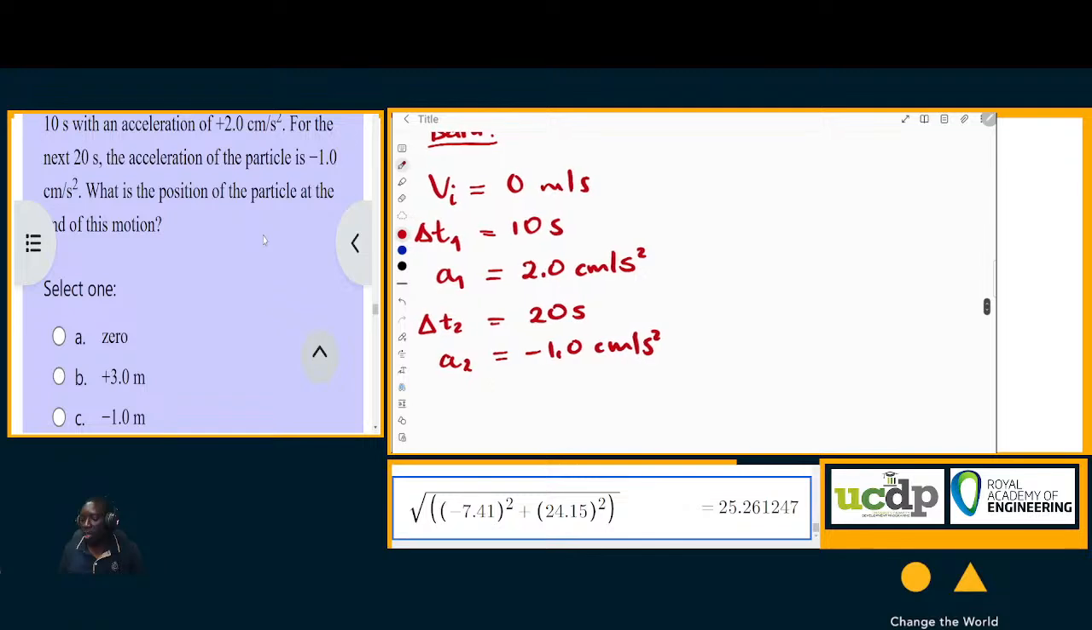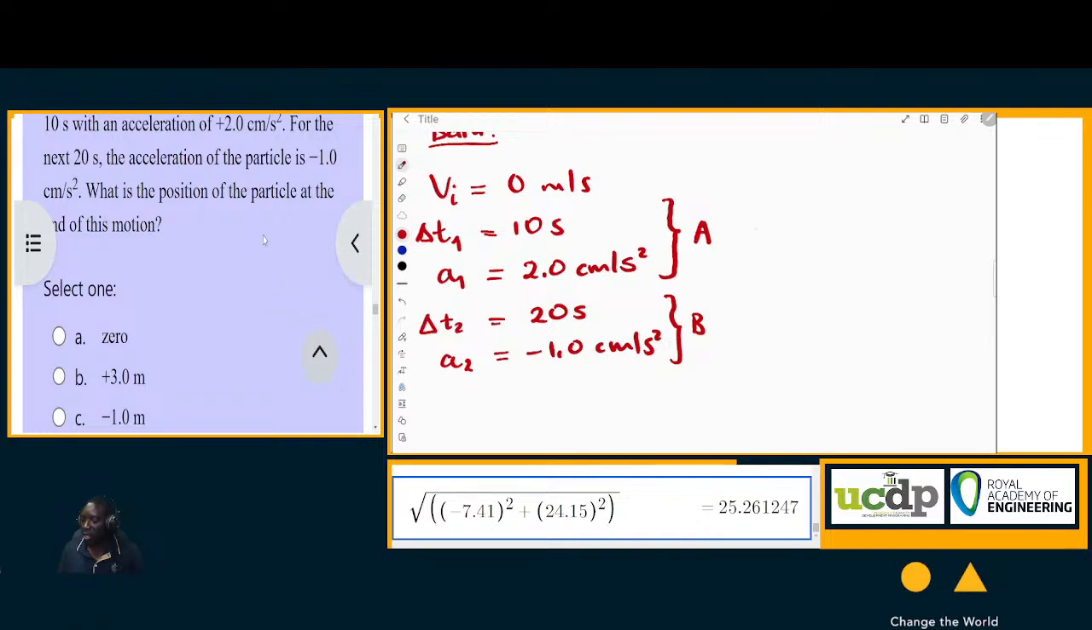Okay, so important to note is we're starting from rest. That's number 1. Number 2, we have two different parts of this motion, where in the first part we move for 10 seconds with an acceleration of 2. The next part of the motion, so this is the A part, or number 1 part, because we said T1 and A1. The B part, we are going to move for 20 seconds with an acceleration of -1 centimeter per second squared, which is basically a deceleration.